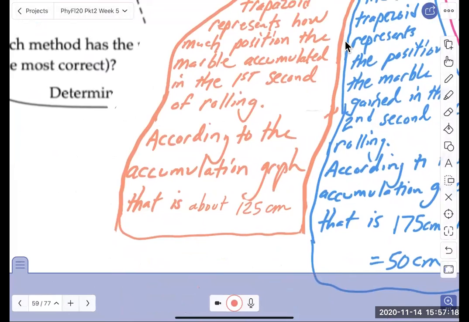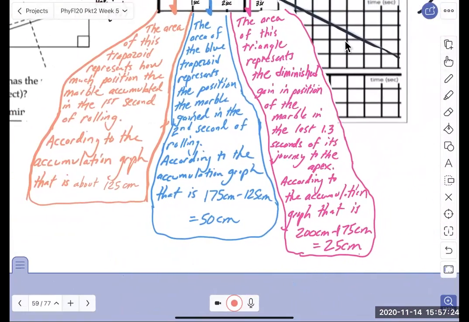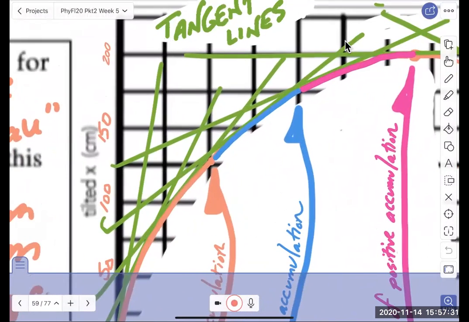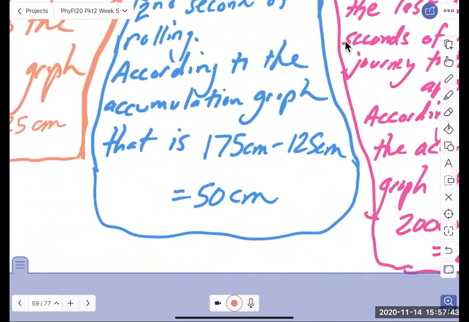So then for the second, that's the blue, and the position of the marble gained in the second of rolling. According to the accumulation graph, for the blue part, that is 175 centimeters, which is at this point right here, minus where it started at 125 centimeters. So the ball gained 50 centimeters in the second. So it's losing ground, the diminishing returns that we talked about.